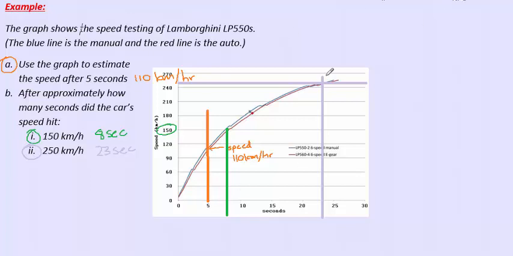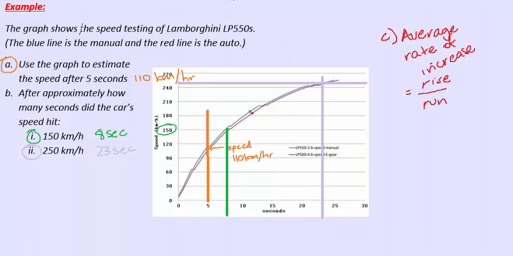The final part, which isn't actually asked here, but it may be something you do need to answer, would be: what is the average acceleration, or what is the average gradient over that period of time? And this is how we do it. Let's make it a part C. The average rate of increase is always going to be rise over run. If I were to follow that with a red triangle, I'd start at the origin, and it would go like that. So it'd be the gradient of that line.